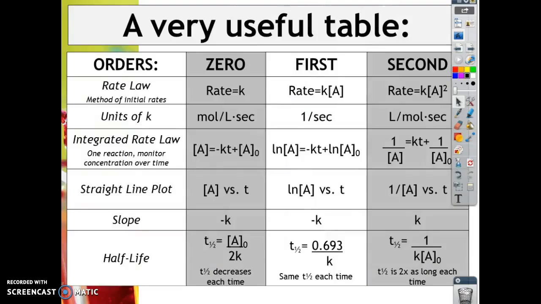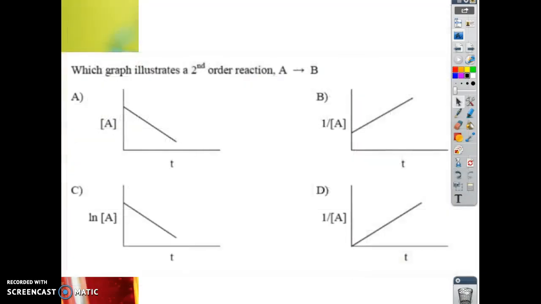And this is pretty useful here. Maybe this is good to memorize, the way things end up looking. Essentially a summary of everything we've talked about the last two here. So let's think about this graph. We have 4 graphs here. Which one illustrates a second order reaction?